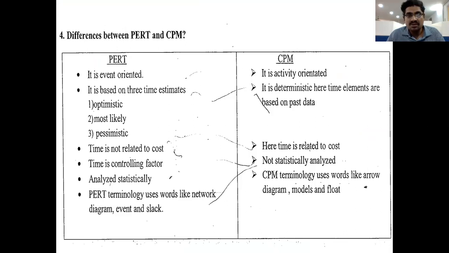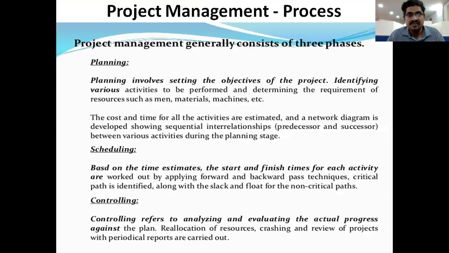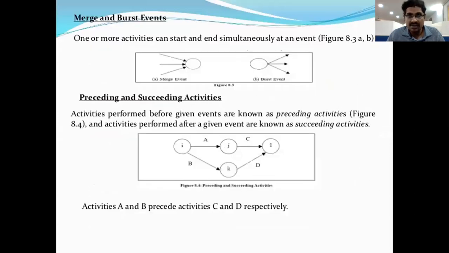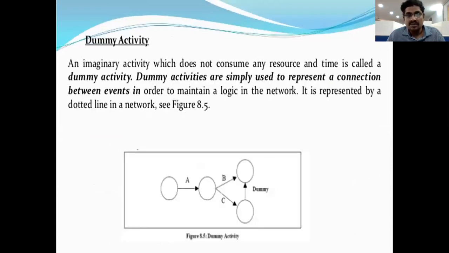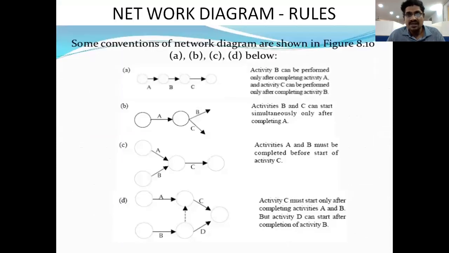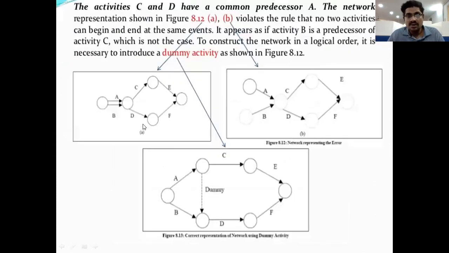So the difference between PERT and CPM, project management process, components of PERT and CPM, networks, network diagrams. So these are the network diagrams and rules for creating or preparing or drawing the network diagrams. These are the nodes. In a circle form, this type of diagram we call a node.